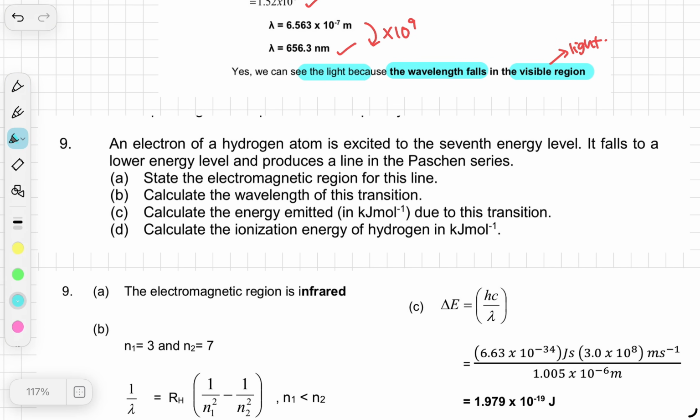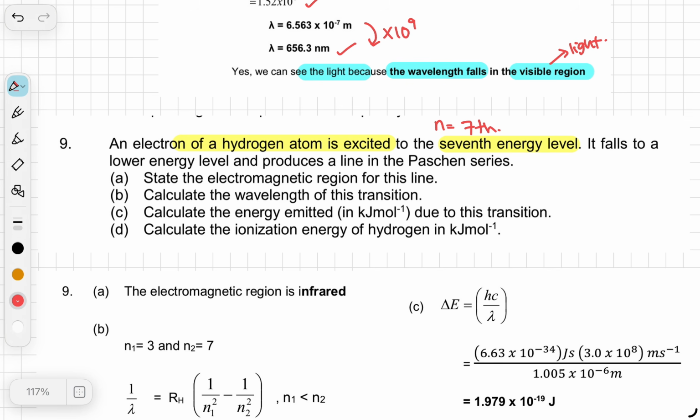Let's read the question again together. An electron of a hydrogen atom is excited to the 7th energy level. Can you see they didn't give numbers over here? So, we have to write it out ourselves so that we don't make any careless mistake. So, n equals 7.